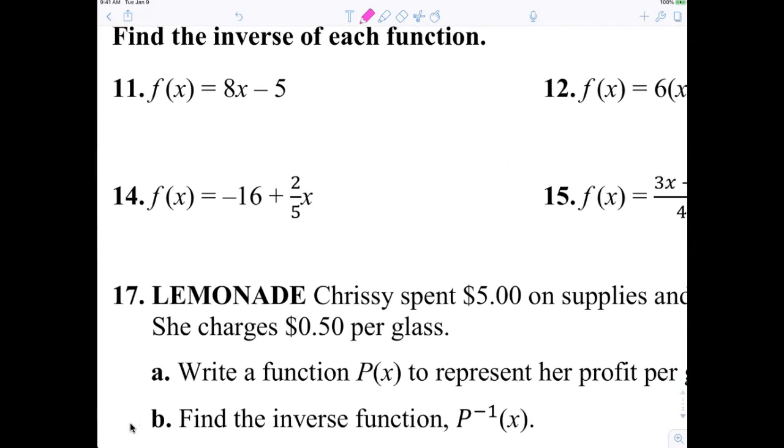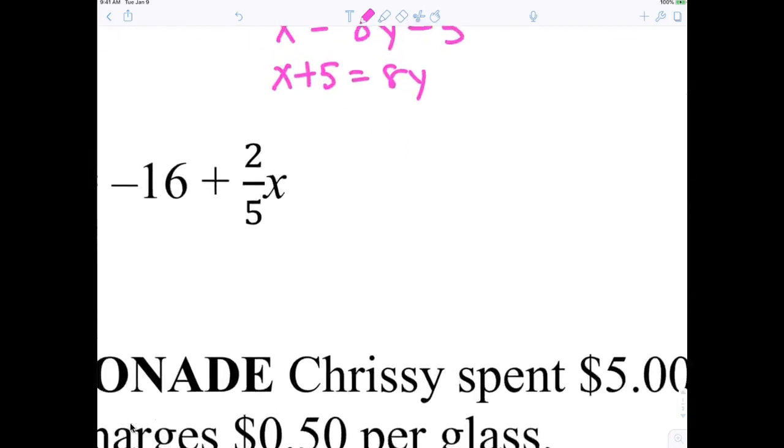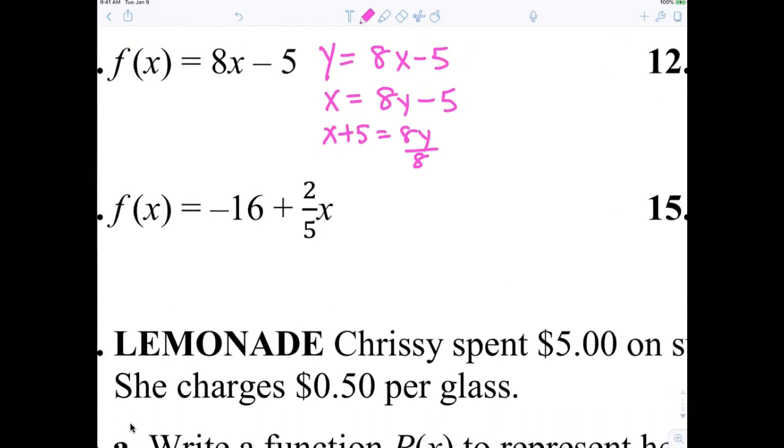On question number 11, I want you to remember it's y equals 8x minus 5. So now we switch the x and y. When I switch the x and y, it becomes x equals 8y minus 5. Now from there, we're isolating the y again. So we have x plus 5 equals 8y. And then we divide both sides by 8. So we say y equals (x plus 5)/8. And you can leave it in that format.